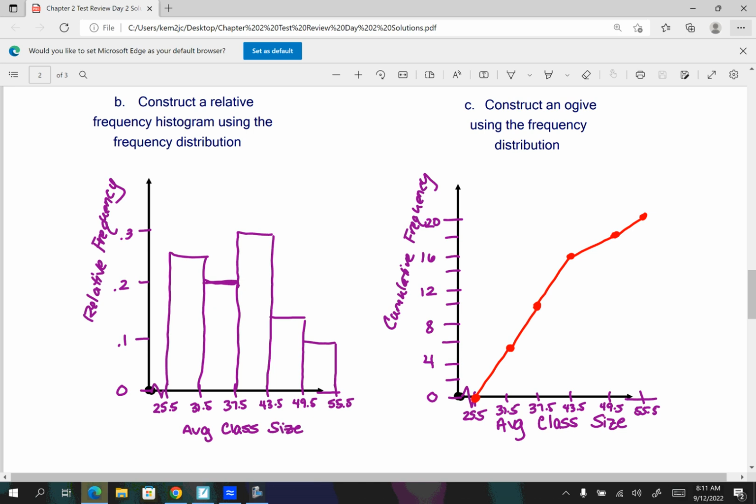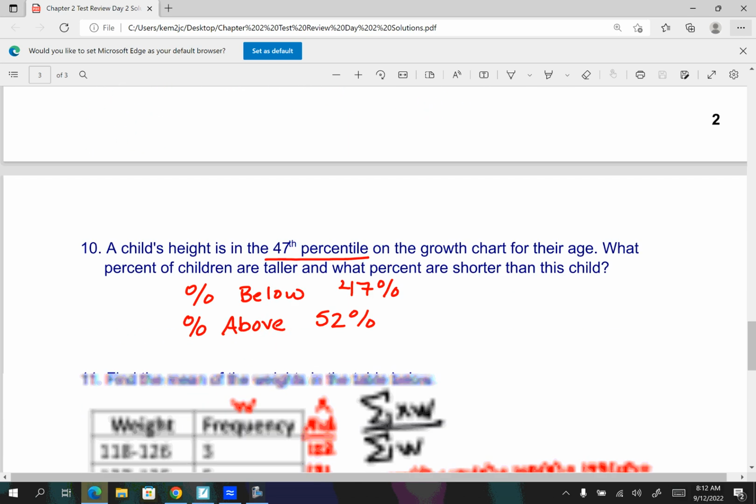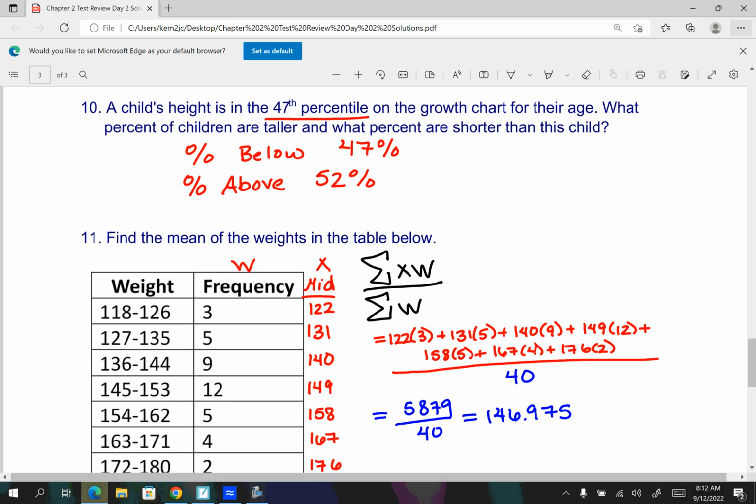Any questions on either of our graphs? Okay. All right. On the back, then, a couple more things. So percentile.